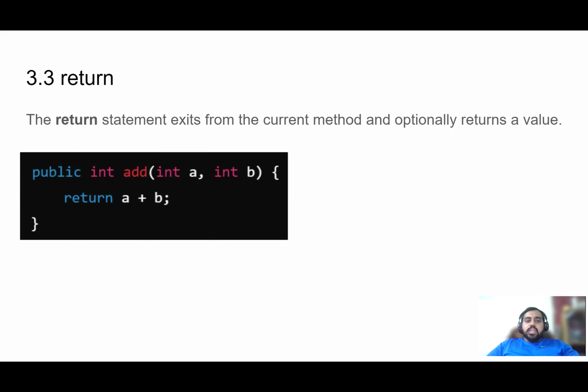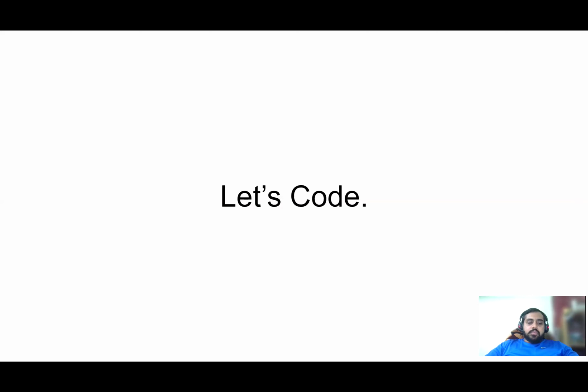So the return statement. Return is something like break and continue. Break will just break and continue will just continue iterating. Return will come out of the loop itself. The return statement exits the current method and optionally returns a value. Suppose I declare an add method and I get a value like a plus b. I just have to return it. The return will pass the value to the calling method. What it is and all, we'll see practically in the program. Okay, so let's code.